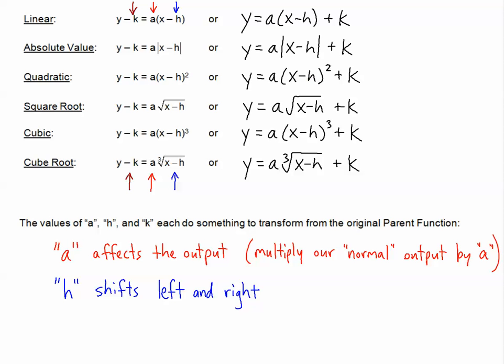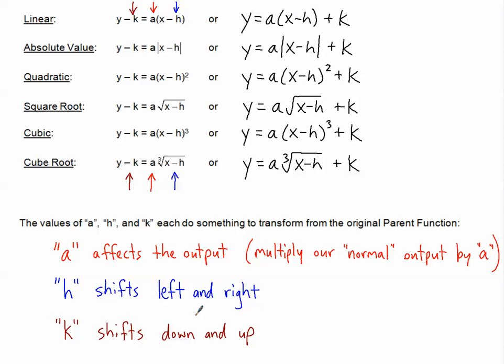And finally, k. The only other thing that can happen when we're transforming our graph, this also does a shift. This is a vertical shift, and it shifts down and up. And hopefully it makes sense. If k is positive, we are shifting up. If k is negative, we're shifting down.